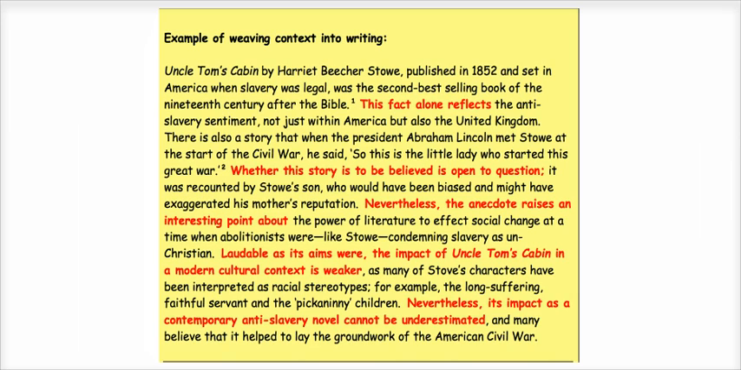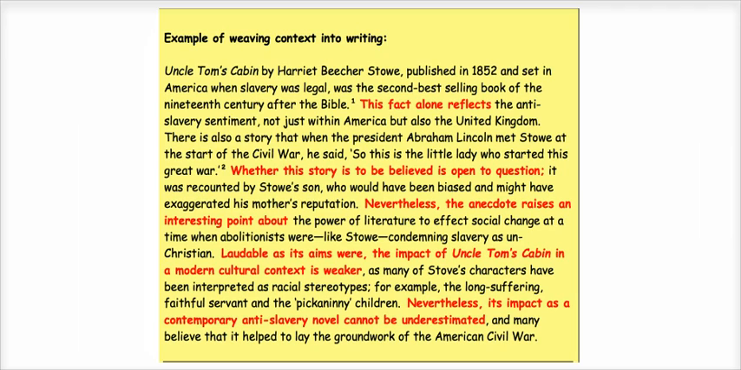Laudable as its aims were, the impact of Uncle Tom's Cabin in a modern cultural context is weaker, as many of Stowe's characters have been interpreted as racial stereotypes, for example the long-suffering faithful servant and the Pickaninny children. Nevertheless, its impact as a contemporary anti-slavery novel cannot be underestimated, and many believe that it helped to lay the groundwork of the American Civil War.